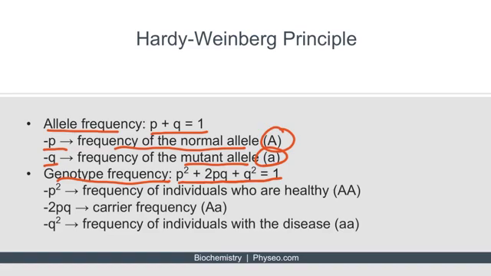In this equation, P squared refers to the frequency of individuals who are healthy, so their genotype is big A, big A. 2PQ represents the number of individuals who are carriers, so it's the carrier frequency. This is denoted by big A, little a. Finally, Q squared represents the frequency of individuals who have the disease, so their genotype is little a, little a. Okay, the easiest way to understand this is probably by going through a couple of examples.